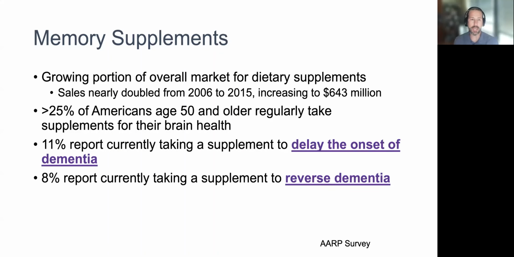In this survey by AARP, 11% of respondents said that they're currently taking a supplement to delay the onset of dementia, which there is no evidence to show that we have a supplement that can do that. And 8% said they're currently taking a supplement to reverse dementia. So there's a lot of opportunity here for education, when we're doing medication reconciliation, to make sure that we're asking about these products. And oftentimes it's not an acute risk, but it can be money that the older adult could save and spend on other things.